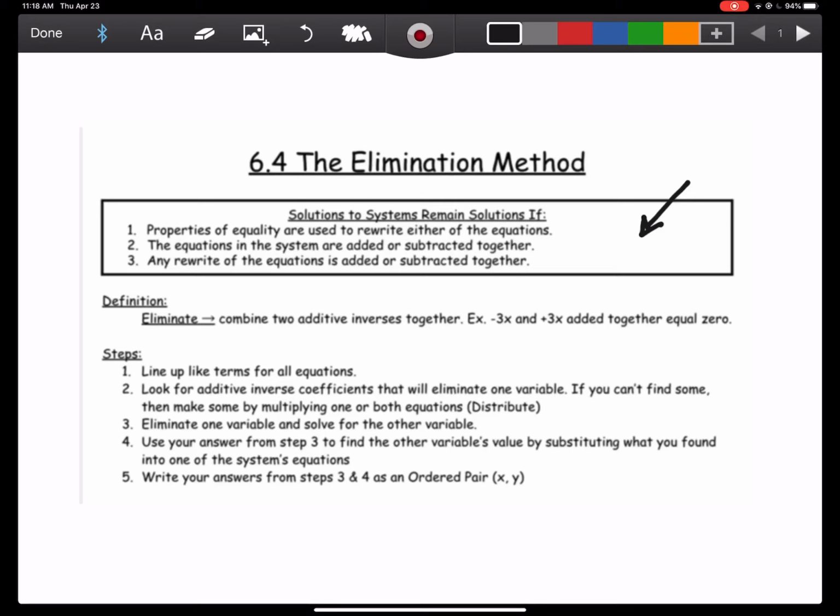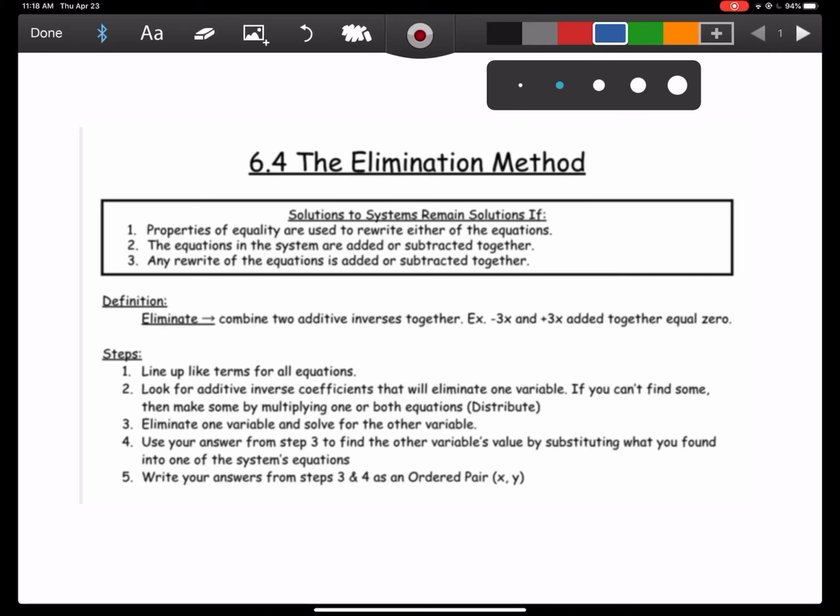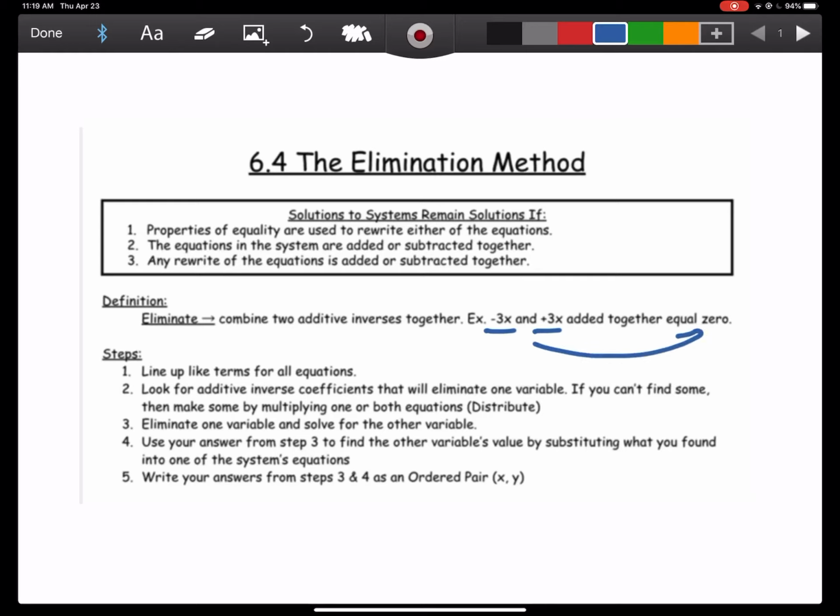The first definition, the only definition I think that's important here, is that the word eliminate means to combine two additive inverses together. An example of that would be negative 3x and positive 3x added together equals 0. So the act of putting two opposites together, like negative 3x and positive 3x, they equal 0, and the act of doing that is called eliminating. So we're going to refer to that.